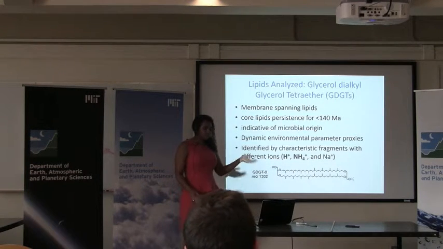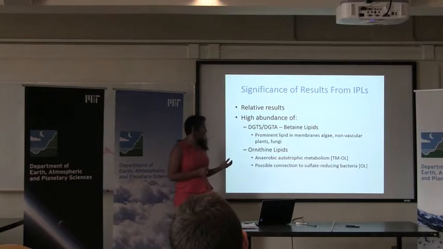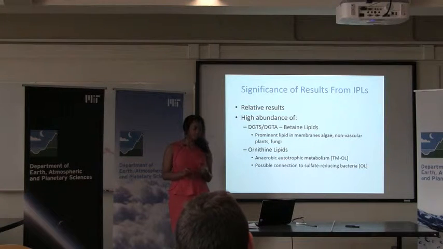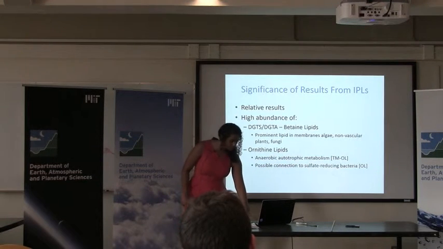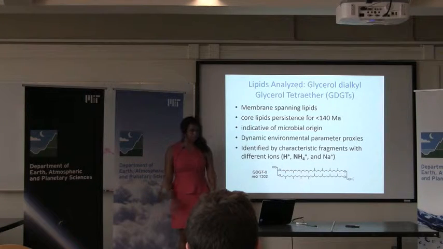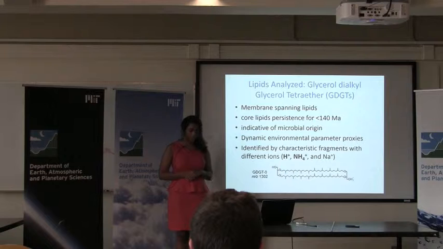And then from the IPLs, the biggest things that we can take away is this non-vascular plant or lower plant signature, as well as these anaerobic autotrophic microbes and the sulfate-reducing bacteria. So we have to figure out, what about amounts of that? So then that took us to the glycerol dialkyl glycerol tetraethers, the GDGTs.